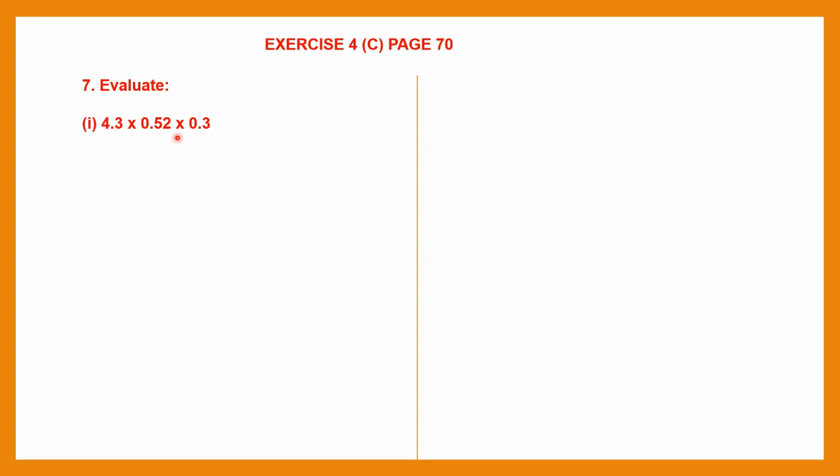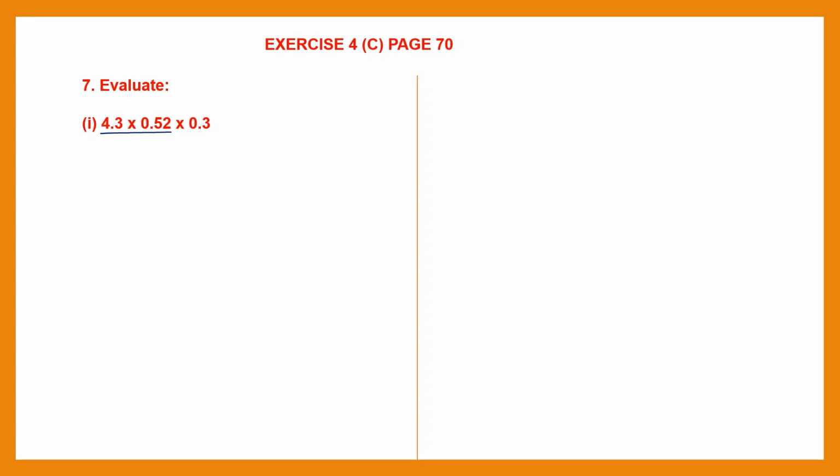So here we have three decimal numbers and we are going to multiply these. When you have to multiply three numbers, you multiply any two first, and with the answer that you get, you multiply the next one. So let's take the first two numbers, that is 4.3 and 0.52. We're going to multiply, and we know the rules to multiply decimal numbers.